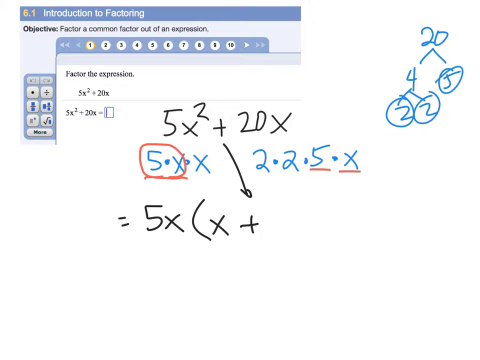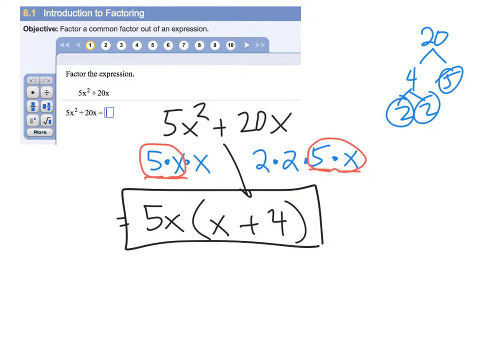And then, when we factor out the 5x, what are we left with? Well, we're left with 4. Now, where did I get the 4? I put the 2 times 2 back together again. So I did 2 times 2, and that gave us 4. And so, there is our factored version of 5x squared plus 20x.